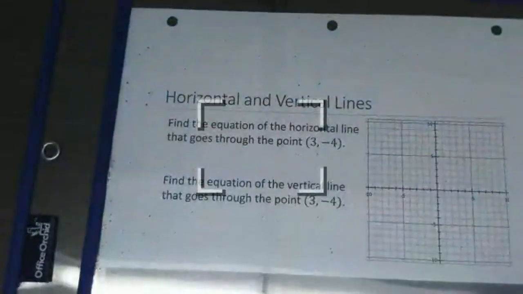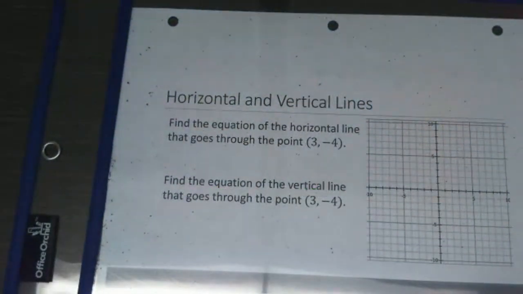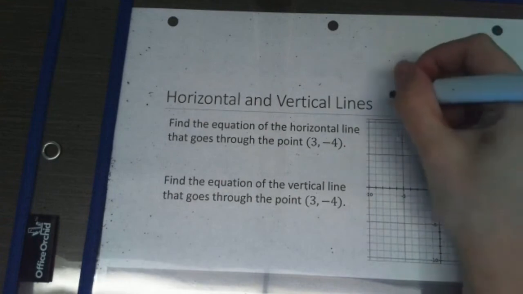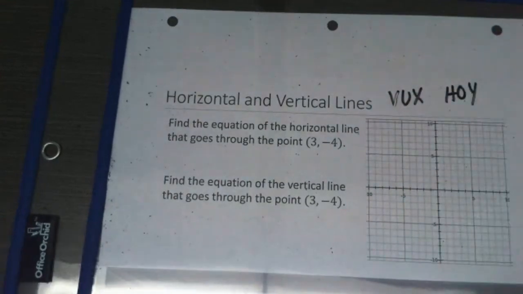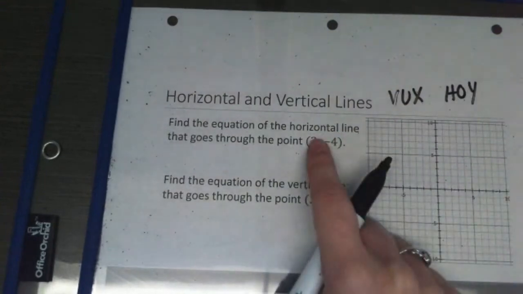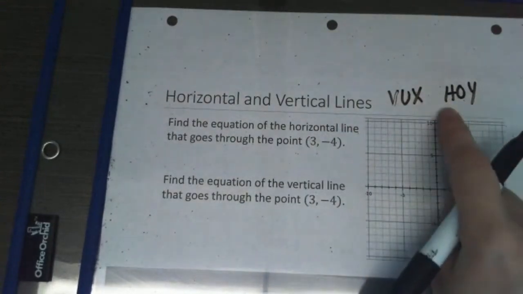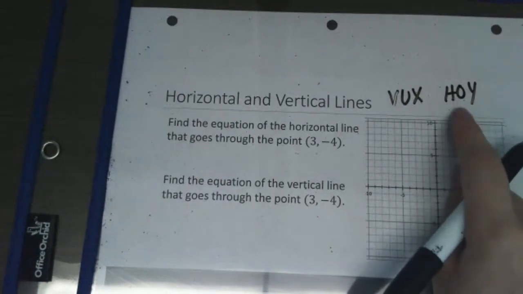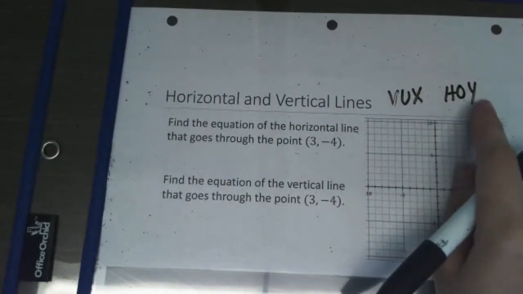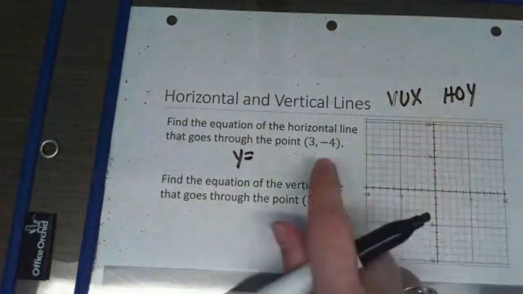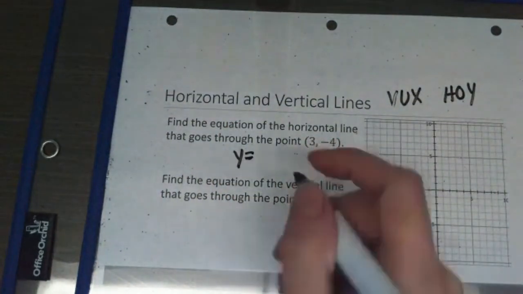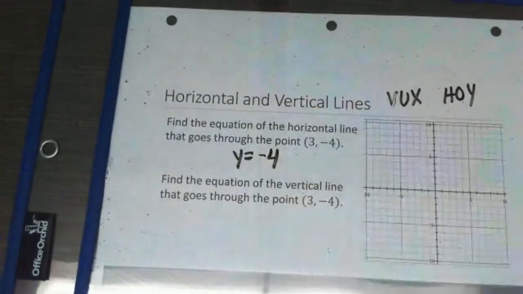So now we're going to see if we can find the equation of the horizontal line and then the vertical line that goes through the point (3, -4). First, we were asked to find the horizontal line. Horizontal lines have 0 slope. Their equations are y equals a number. So our equation will be y equals, and the y value in our point is -4. So this will be y equals -4.